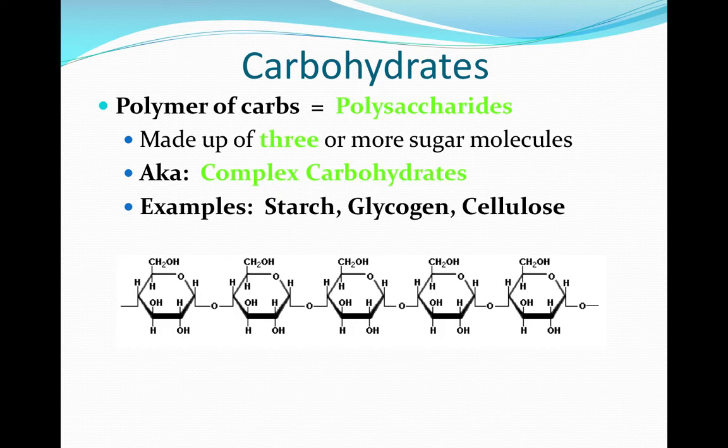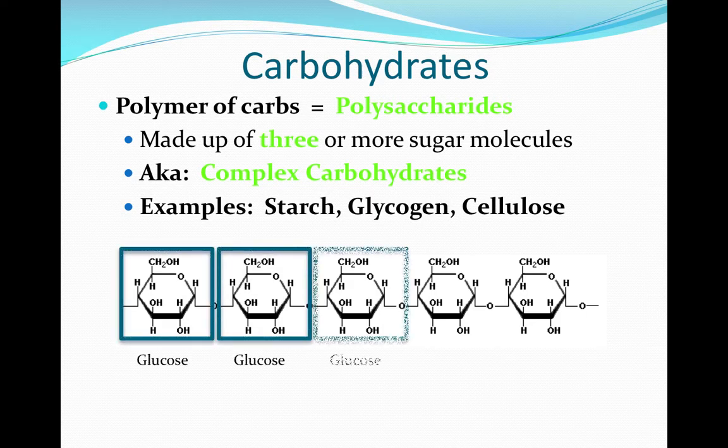Okay, the polymer of carbs, we now know, is called polysaccharides. In order to be considered a polysaccharide, it must be made up of three or more sugar molecules. In normal layman's terms, we refer to polysaccharides as complex carbohydrates. There are three types of complex carbohydrates or polysaccharides that you will need to know. They are called starch, glycogen, and cellulose.